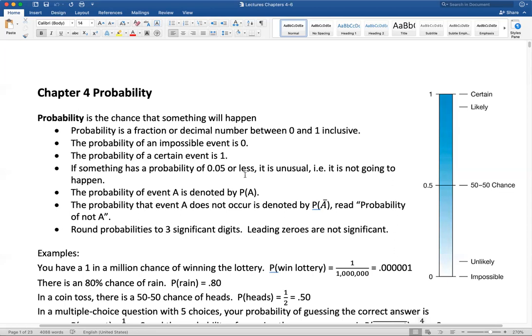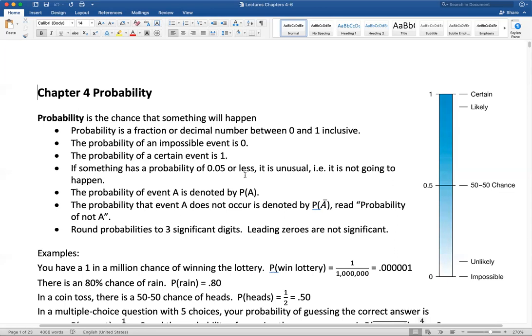Remember that in descriptive statistics, we learned about significantly low and high values. If the data value is less than x bar minus 2s or greater than x bar plus 2s, we say that the data value is significantly low or high. Likewise here, if the probability that an event occurs is less than 0.05, we say that it is unusual.